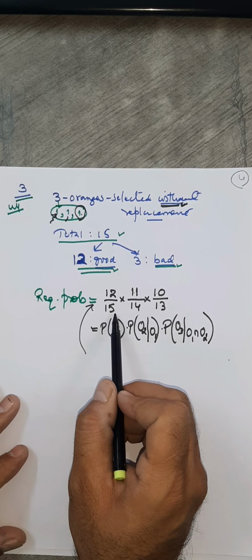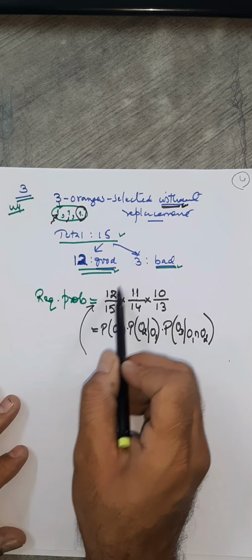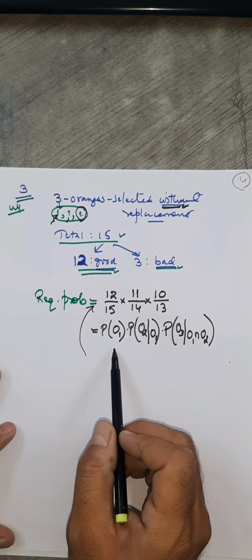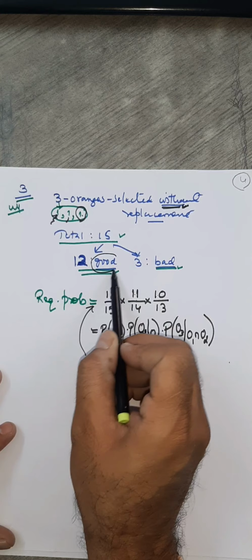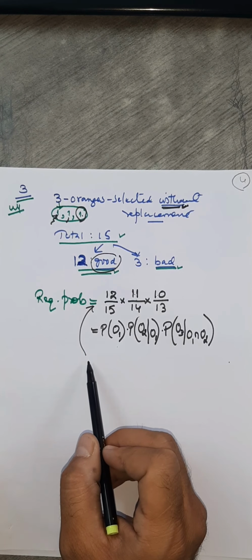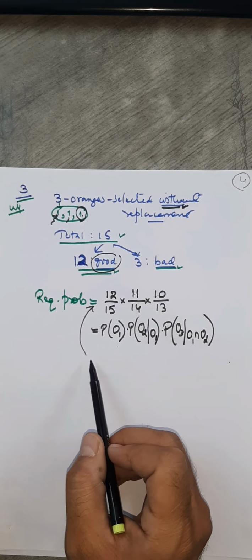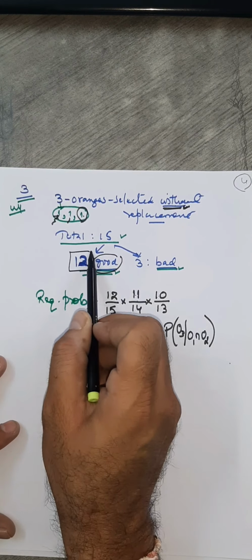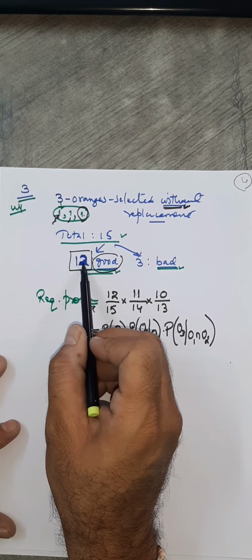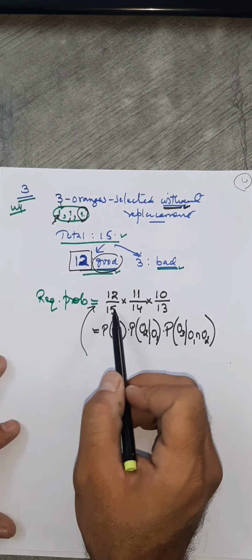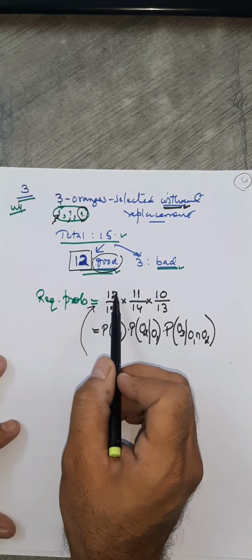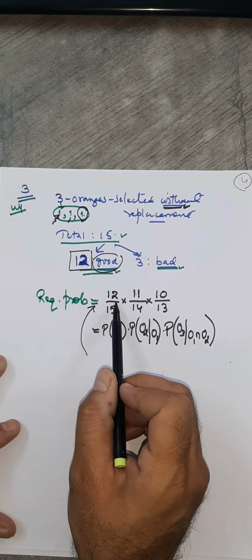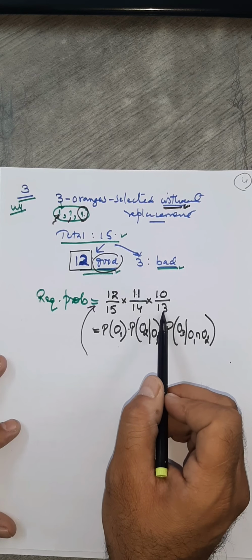Why 12 by 14? Why have I taken 12, not these 3? You read the question. You are given that if all the 3 oranges are good, then the box is selected for the sale. And you are asked to find the probability that the box is approved for the sale. That means all 3 should come from these only. So when you take 1 out of 12, it is 12, total 15. When 1 is already chosen, you are left with 11, total 14. When 2 are already selected, you are left with 10 and total 13.